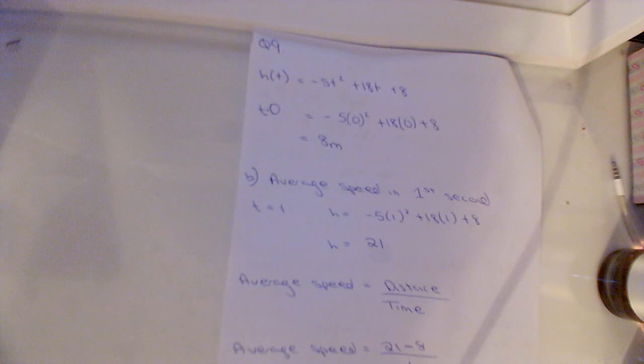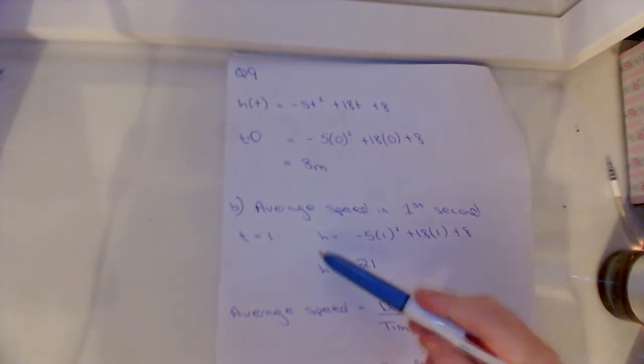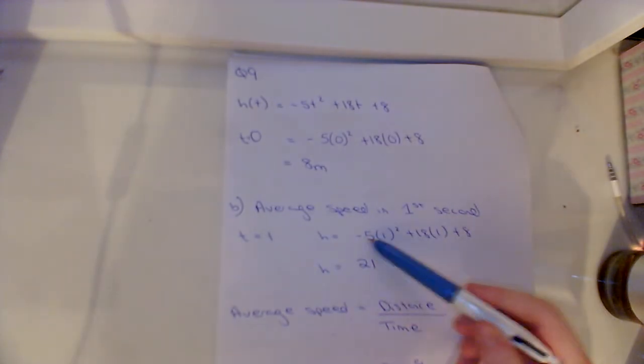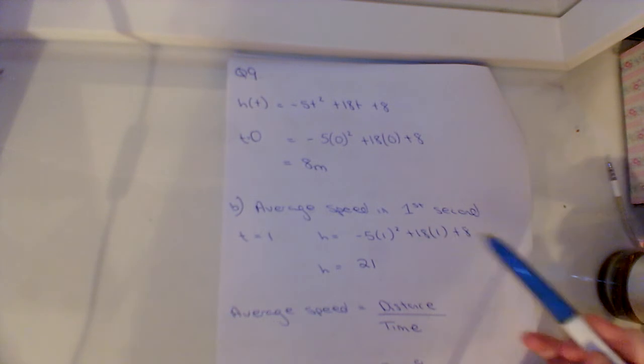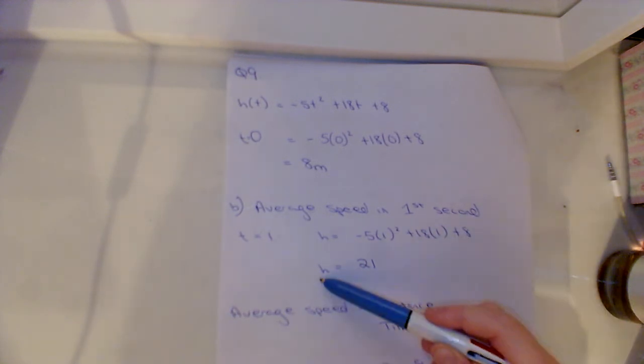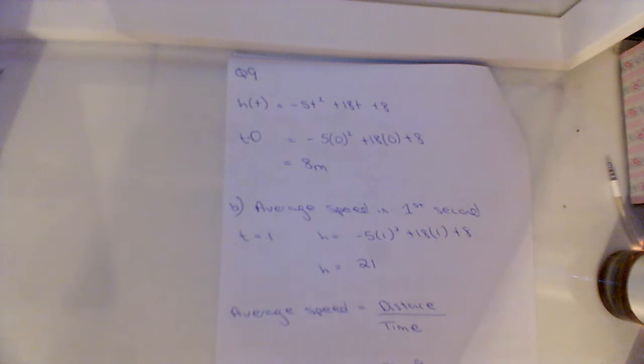Part B then says what was the average speed of the ball in the first second of the flight. Okay, right, so average speed in the first second, so that means time is equal to 1. So I will sub in, wherever I see a t I put in 1, so I'll have h is equal to minus 5 bracket 1 to be squared plus 18 bracket 1 plus 8, and I get my height is equal to 21. My speed then is equal to distance over time.